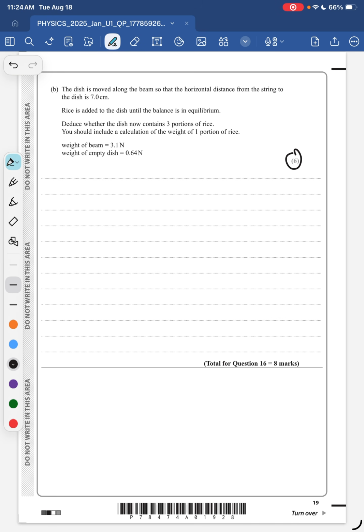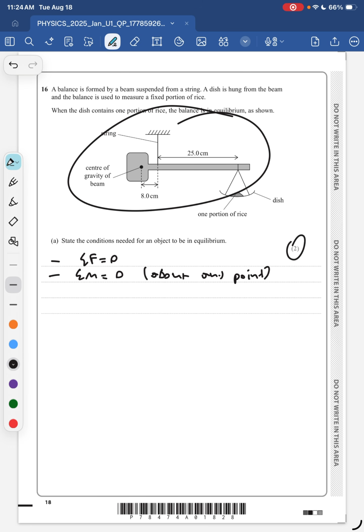So for 1 portion, we were told in part A, in the description of the problem, that's 1 portion of rice. So we have to use the principle of moments about this string. Why about that string? Because there are 3 forces actually acting on the beam: the weight of the beam, the weight of the portion of the rice plus the dish, and the reaction, the tension from the string. So we take moments about the string, so we get rid of that force.